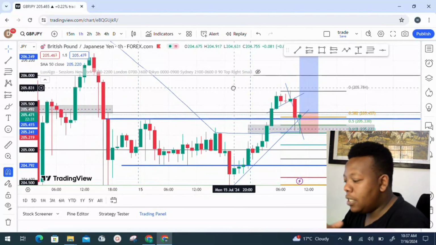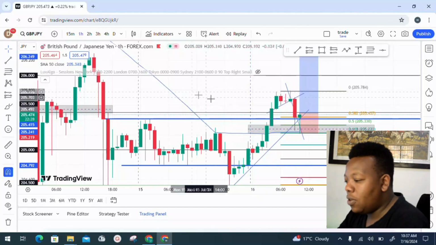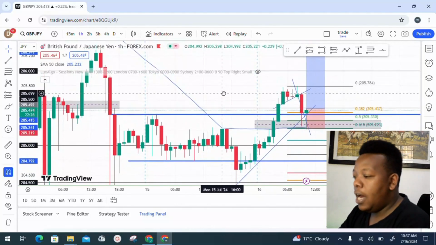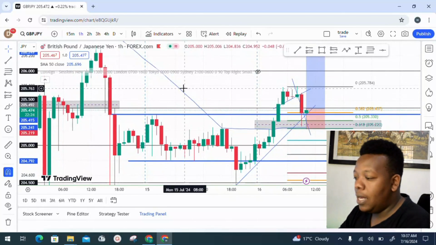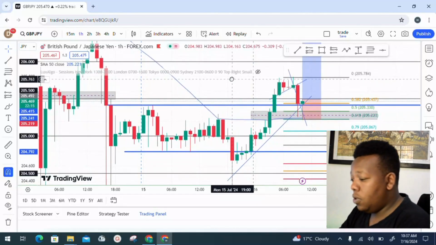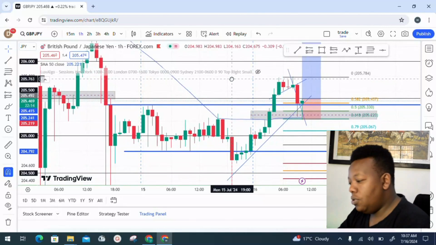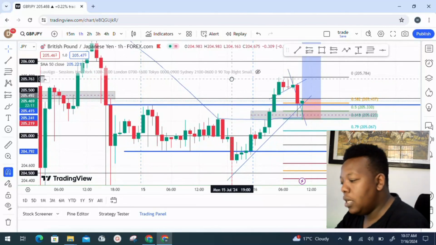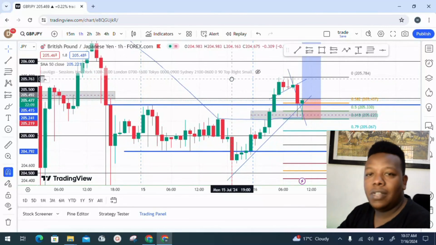And of course you get to incorporate other concepts like psychological levels, as well as I also get to use the 50 EMA. It's also another good concept to put in place, and of course trend lines are key. So make sure you take your time and understand how to draw these trend lines, so that you don't fall victim to just making losses.